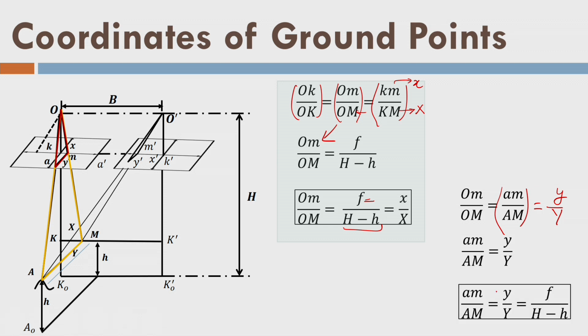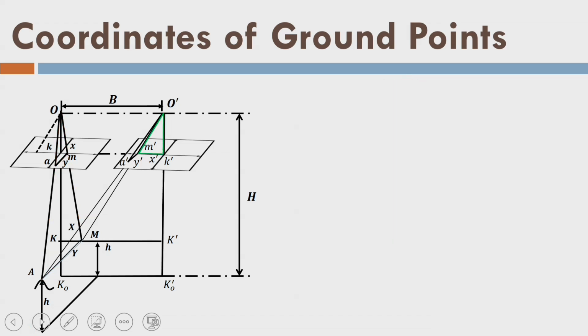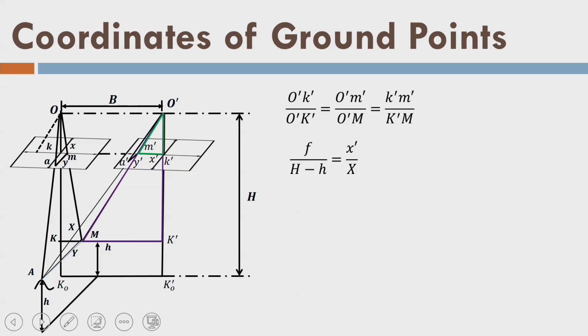So I can write this: given the y coordinate in the image, I can find the capital Y coordinate on the ground, provided I know the focal length as well as the flying height and the height of the point. So that is nothing but a scale at the point. You see in this second photograph, again this is a similar triangle, and so I can write this thing. I am using the same term here and writing this.